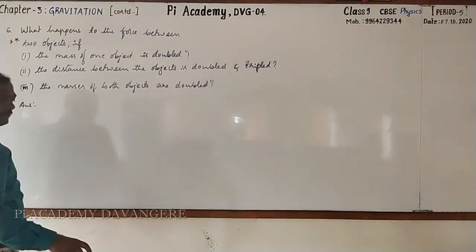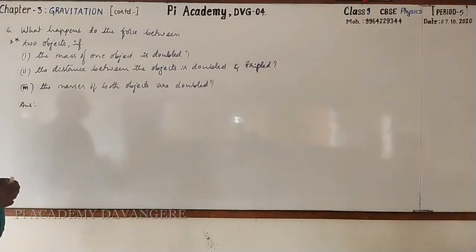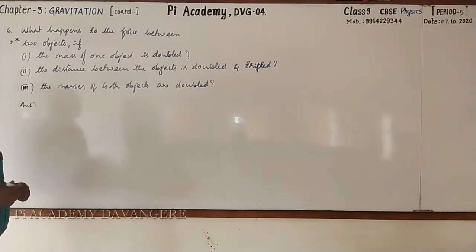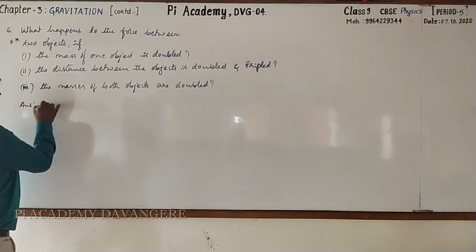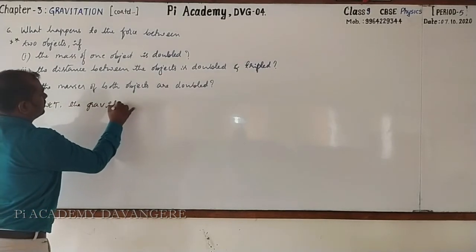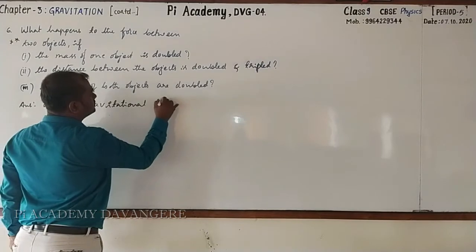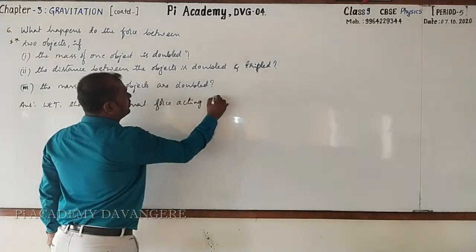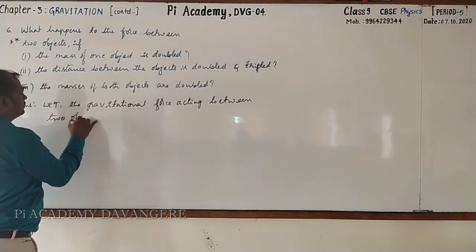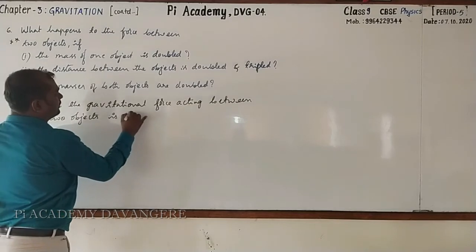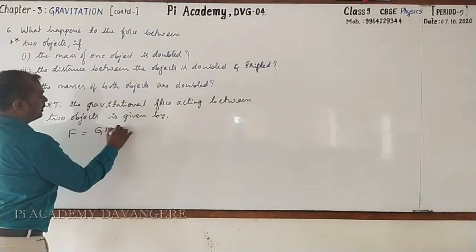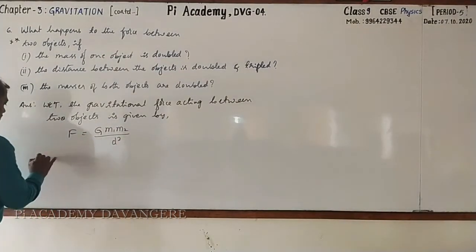Dear students, we are familiar with the gravitational force acting between two objects. How do you write it? It is F is equal to G into M1 M2 by D square. I am going to write the same first. We know that the gravitational force acting between two objects is given by F is equal to G into M1 M2 by D square. Now let's go one by one.